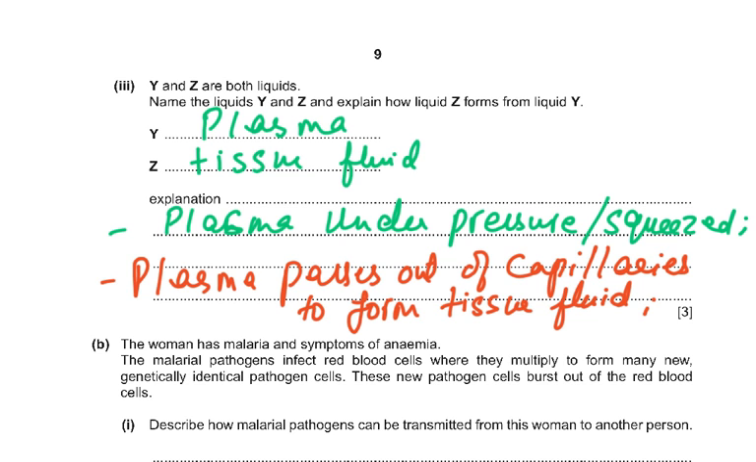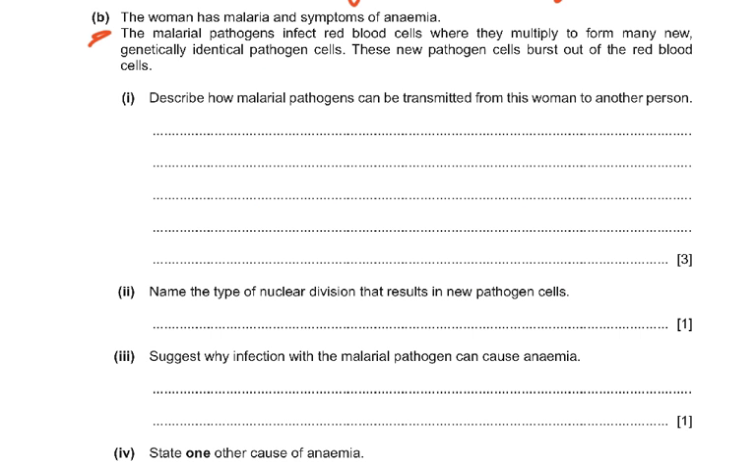B part of the question, the woman has malaria and symptoms of anemia. The malarial pathogen infects red blood cells where they multiply to form many new genetically identical pathogen cells. These new pathogen cells burst out of the red blood cell. Describe how malarial pathogens can be transmitted from this woman to another person. Now that's very simple. What is the main thing? The mosquito is a vector, it is going to suck up the blood from the infected woman, which of course contains the plasmodium or the pathogen. And then this mosquito is going to go and suck the blood of another person, and that's when it injects the pathogen into the other person.